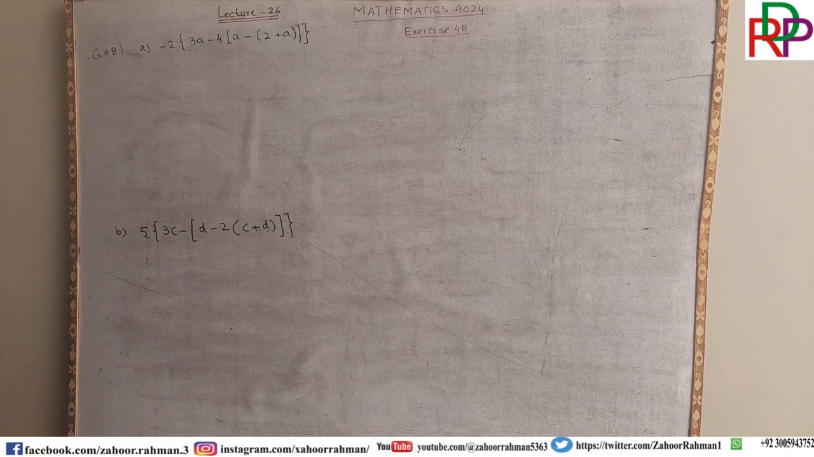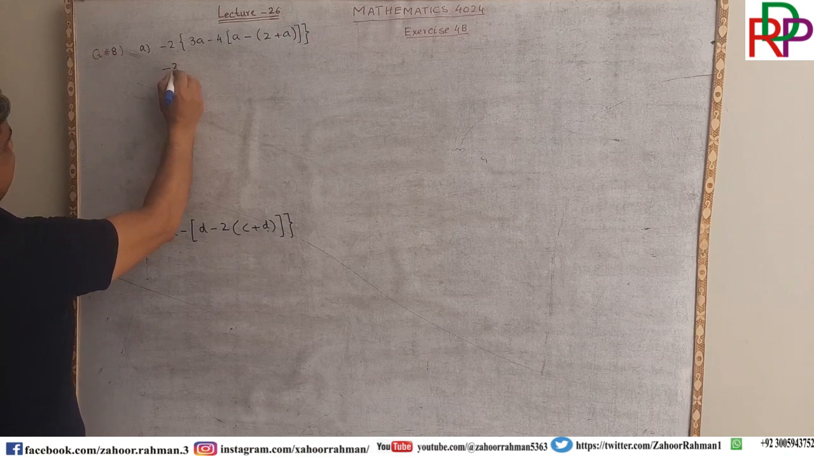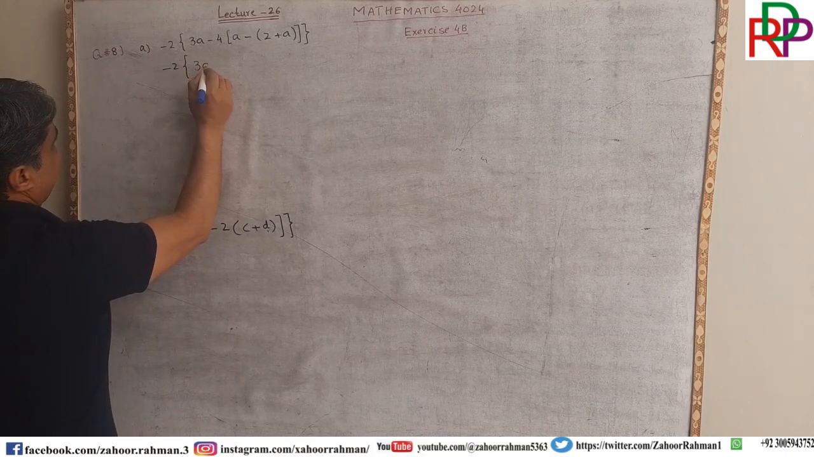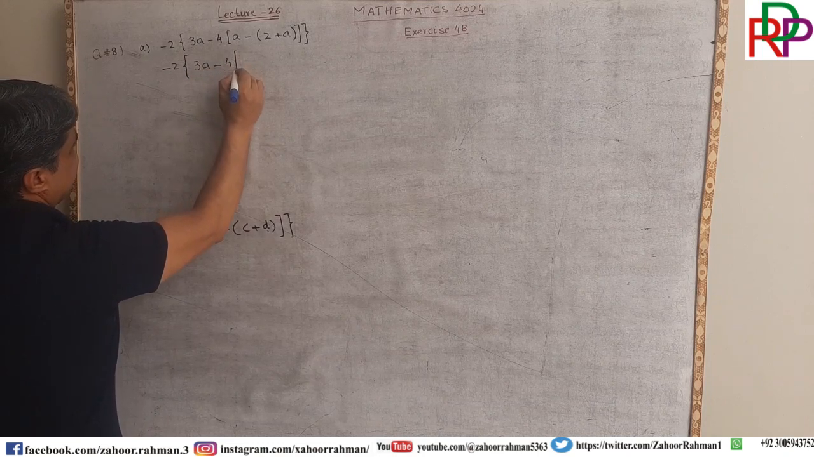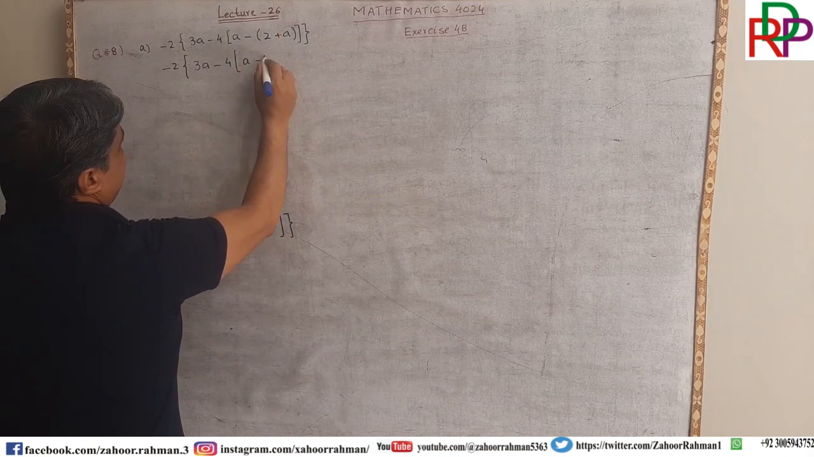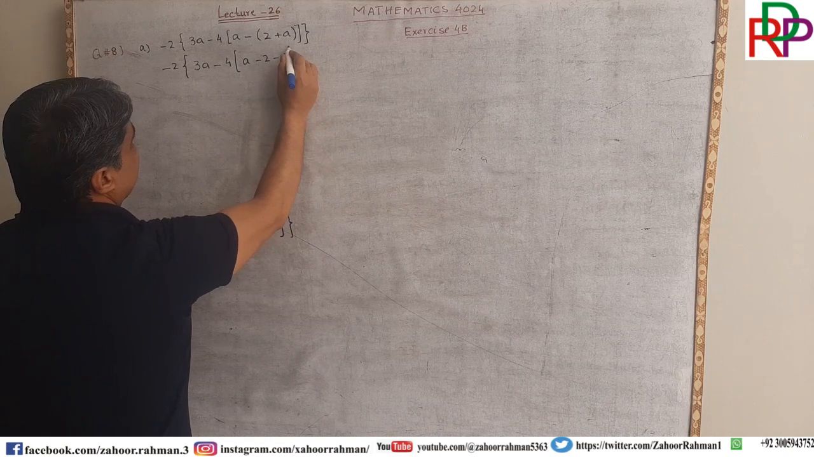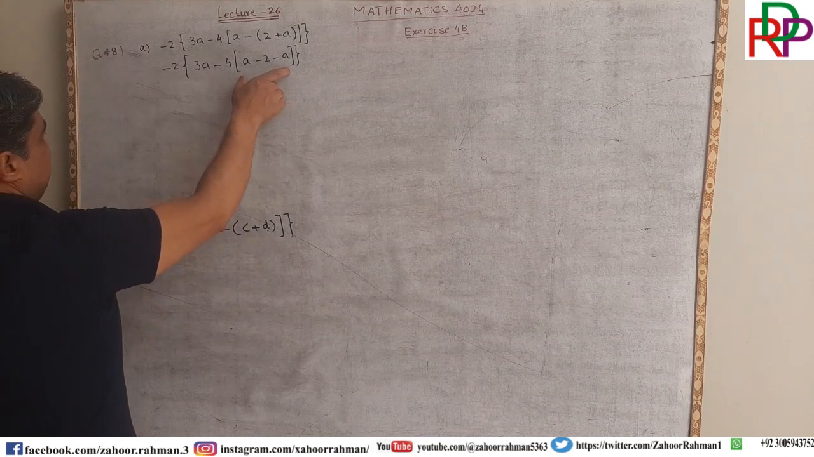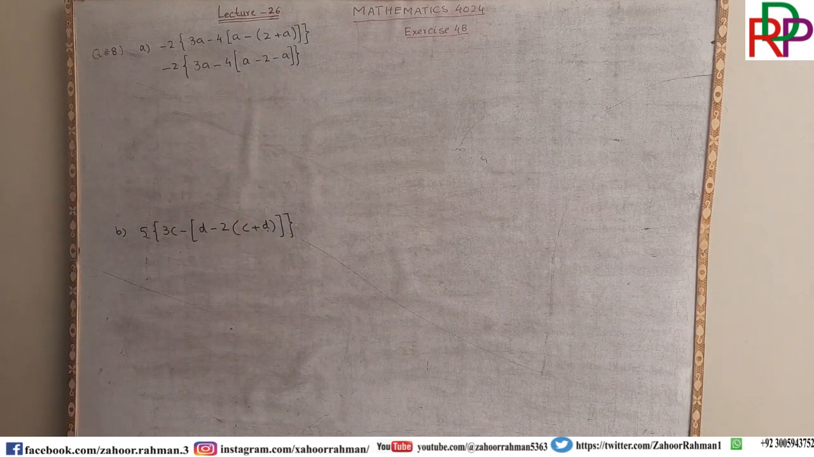First of all, internal brackets should be evaluated. So I am writing all the other things as they are. This is the curly bracket, and this is 3a minus 4, and I am writing the square bracket. A on its place, and a minus 2 minus a, and first I evaluated the parenthesis. Now the more internal, these square brackets, should be evaluated first.